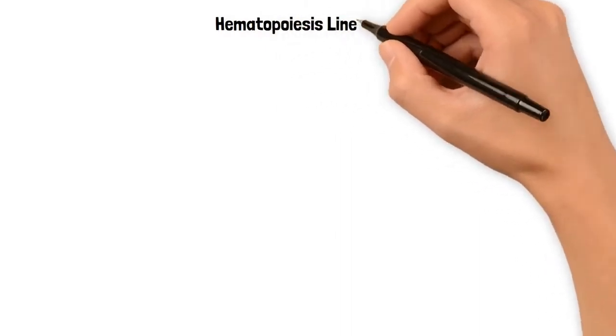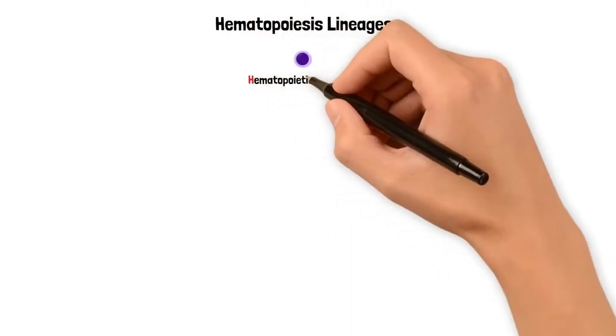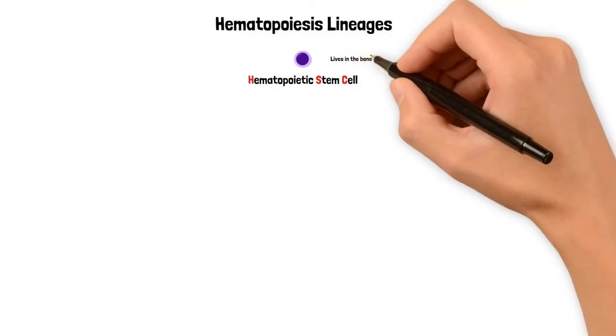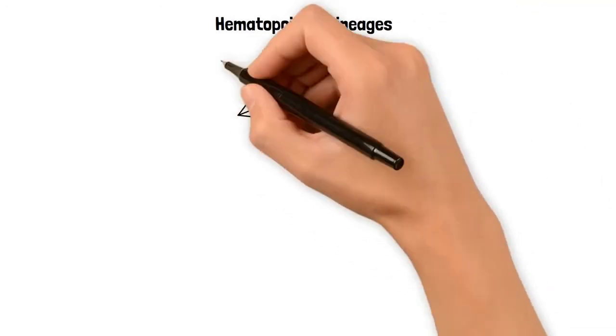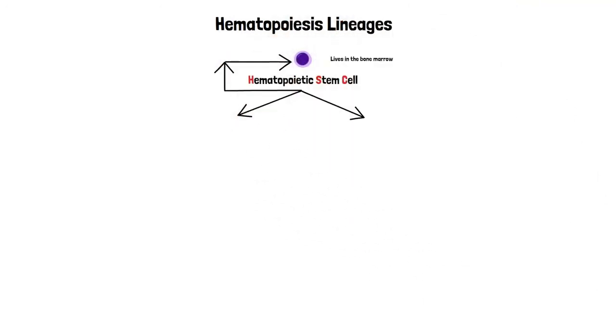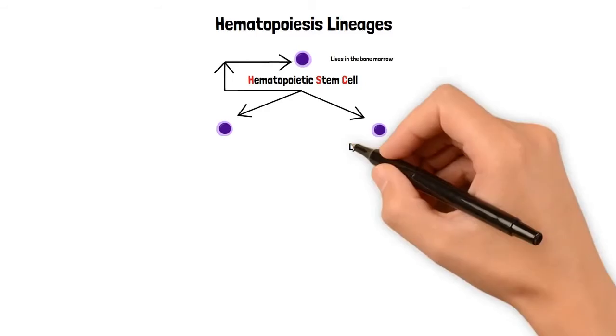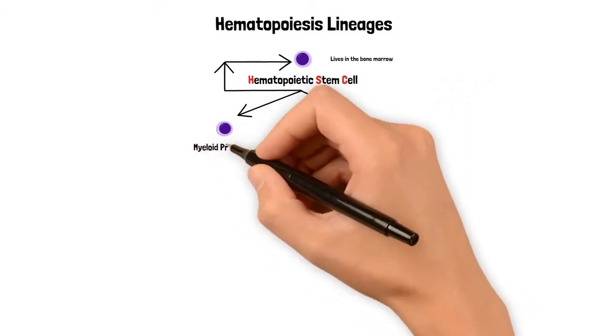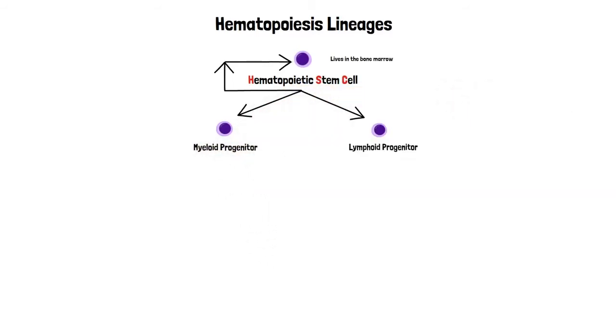Hematopoiesis starts with the hematopoietic stem cell, the HSC. This undifferentiated cell lives in the bone marrow. When the HSC divides, one daughter cell goes on to differentiate and the other returns to the HSC pool, keeping the pool populated. The released cell can differentiate into either a myeloid cell or a lymphoid cell. This video is about the myeloid cell.